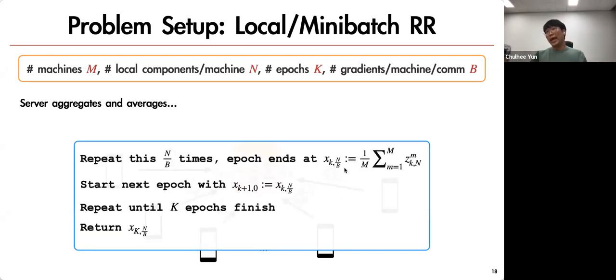Since there are n components and b gradients per communication round, there are n over b communication rounds per epoch. So for an epoch, we repeat this communication round n over b times, and then the epoch ends at x k, n over b. Then we start the next epoch with the last iterate of the previous epoch. We repeat this for k epochs until all of them finish, and then we return the very last global iterate of the algorithm. Okay, so this is local random reshuffling and minibatch random reshuffling.